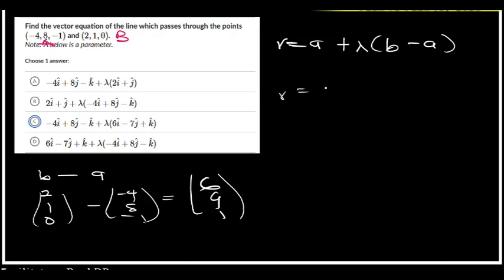So our answer will be the position vector for the A vector, which is minus 4i plus 8j, then minus k, then plus lambda multiplying 6i plus 9j plus k. So let's look at the options that best answer this question.